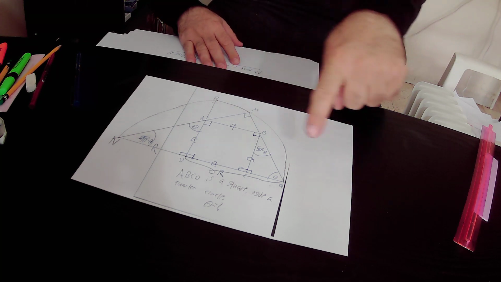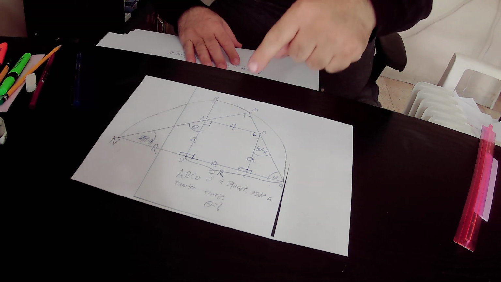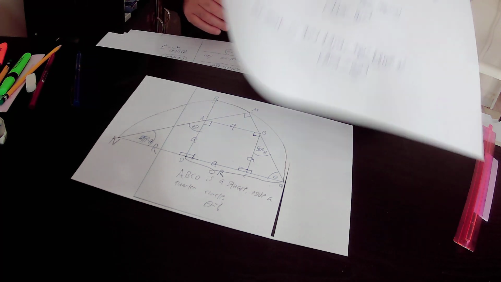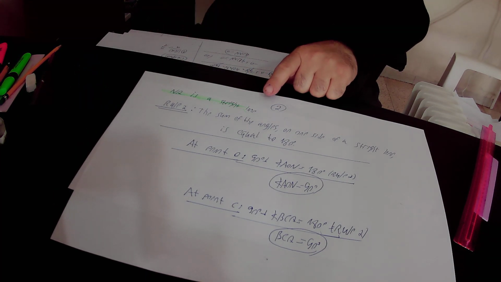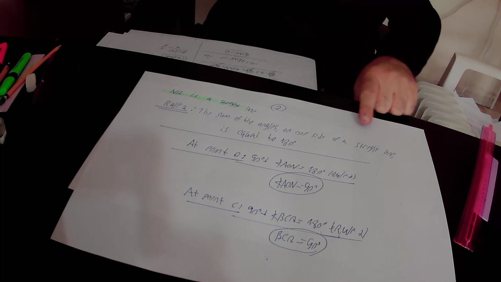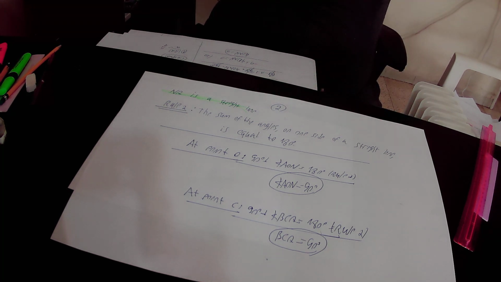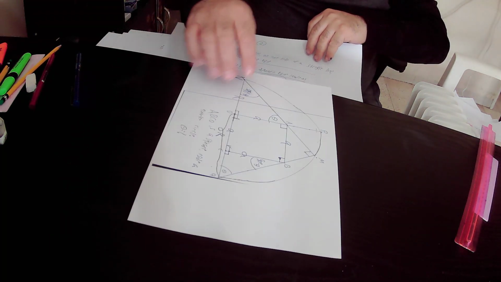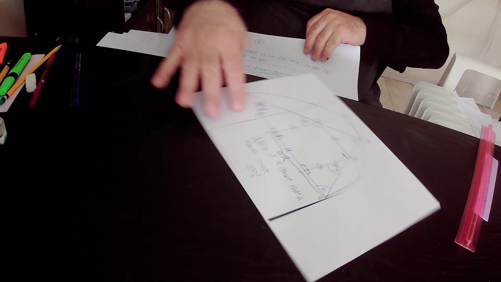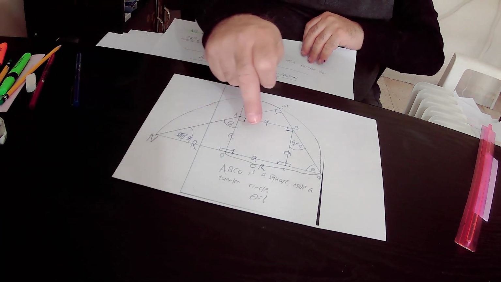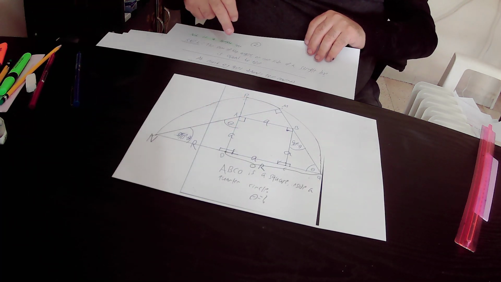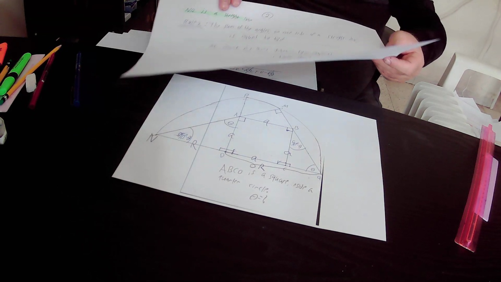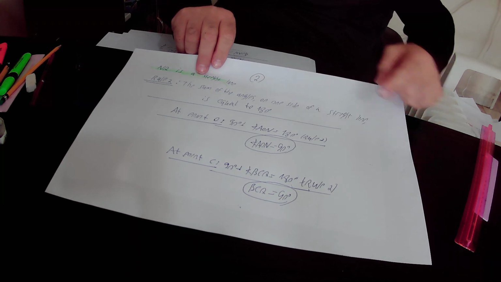So NQ is the diameter of the circle, therefore it is absolutely a straight line. According to rule number 2, the sum of the angles on one side of a straight line is equal to 180 degrees. So if we focus on the upper side of the straight line NQ at point O, then the sum of the angles must be equal to 180 degrees according to rule number 2.